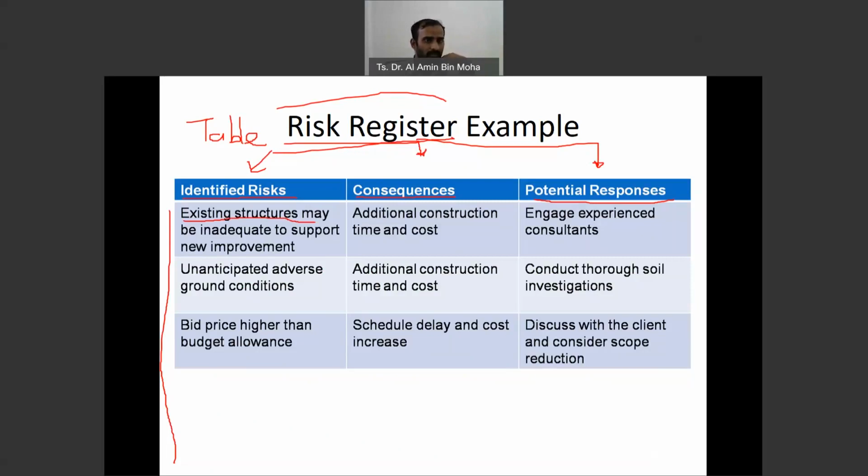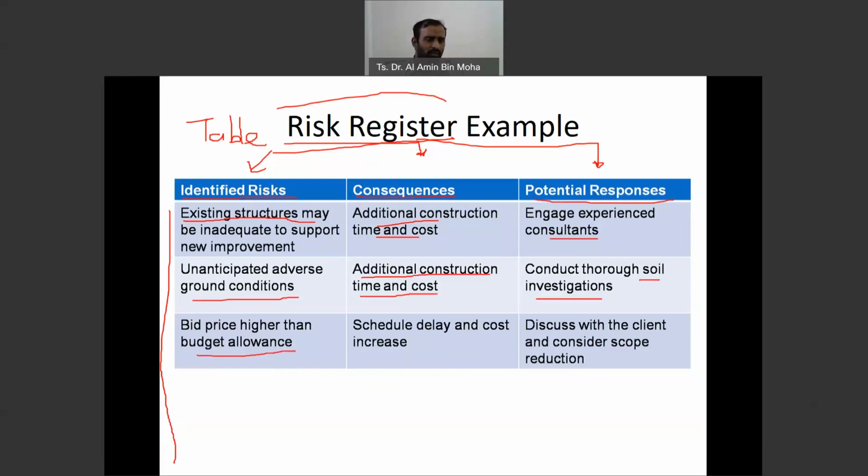Existing structures may be inadequate to support the new improvement. So what's going to happen? Additional construction, time and cost. What is the potential response? Engage with experienced consultants. Unanticipated adverse ground condition. What are the consequences? Additional construction needed, so it's going to need more time and cost. So what should we do if this happens? Conduct thorough soil investigation.